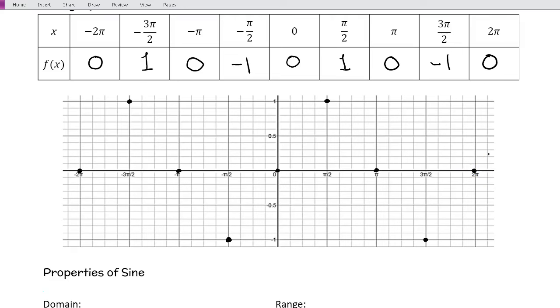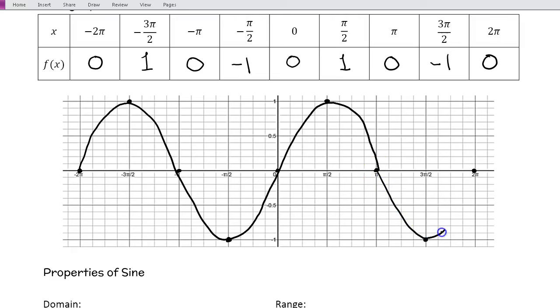So we have a pattern here, and after you do a bunch of these, you'll figure out the pattern. And what we want to do is connect these points that we graphed with a nice smooth curve. So it's going to look something like this. You want to make sure that you do nice smooth curves and that you don't connect these with just straight lines.